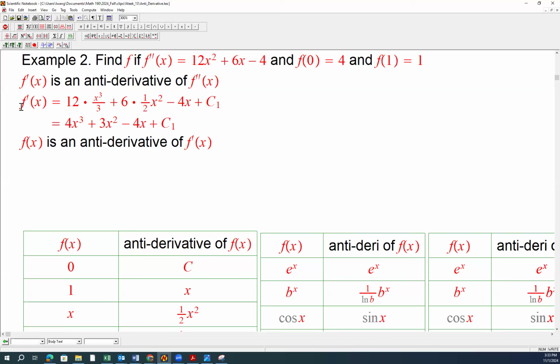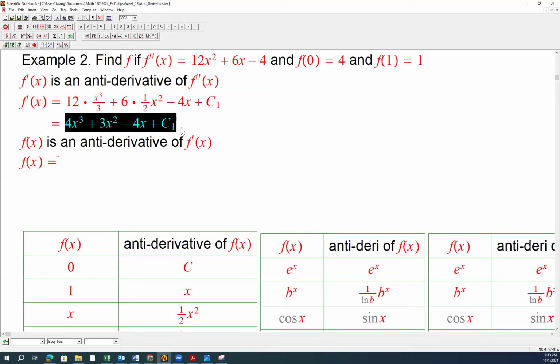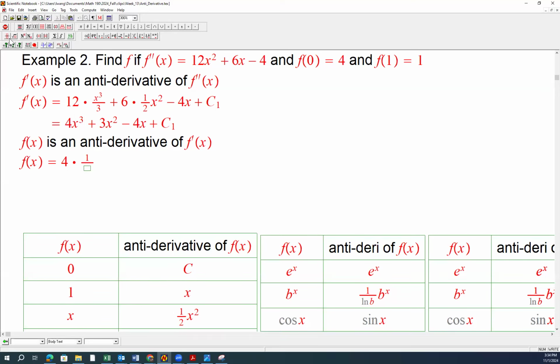And then from f double prime we get f prime, and now from f prime we're going to get f of x. So f of x is the antiderivative of f prime. Okay, so we're going to find the antiderivative for each one of these. So now, including the constant c1. Okay, so 4 times the antiderivative of x raised to power 3, if we follow the power rule formula, is 3 plus 1, that's x raised to power 4, right?